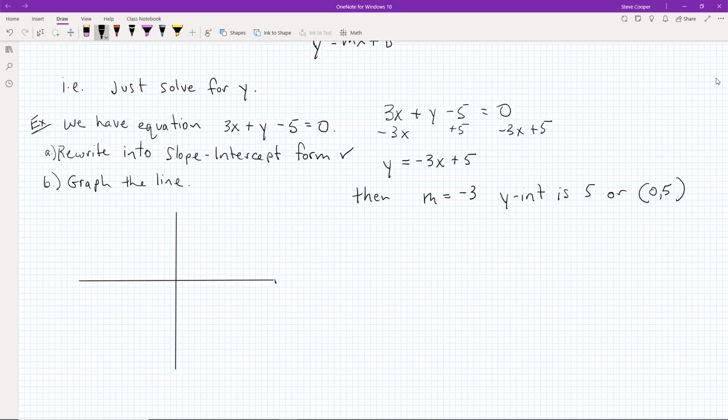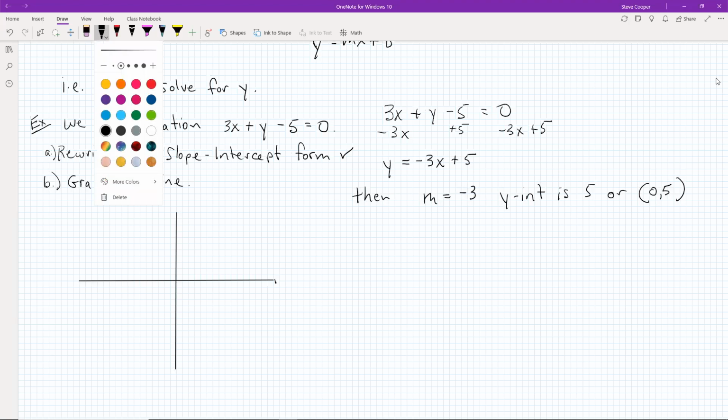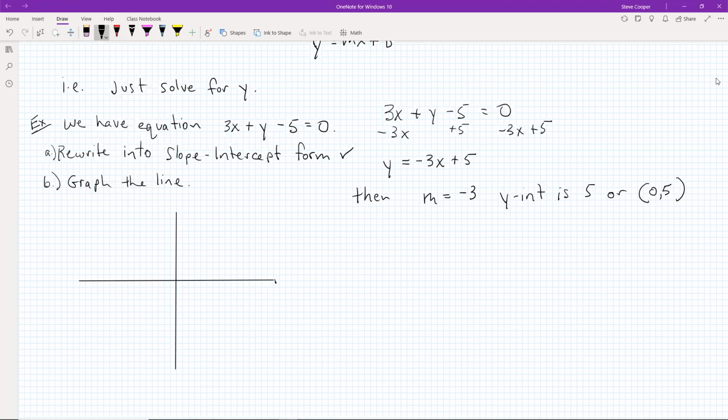Okay, it's going to have to do. All right. So I know that I've got a coordinate point of 0, 5. So at 0, 1, 2, 3, 4, 5, I've got the y-intercept. And then I also know my slope is -3. So remember, that's a rise of -3 over a run of 1. So I'm going to go down 3 because that's negative and over 1.